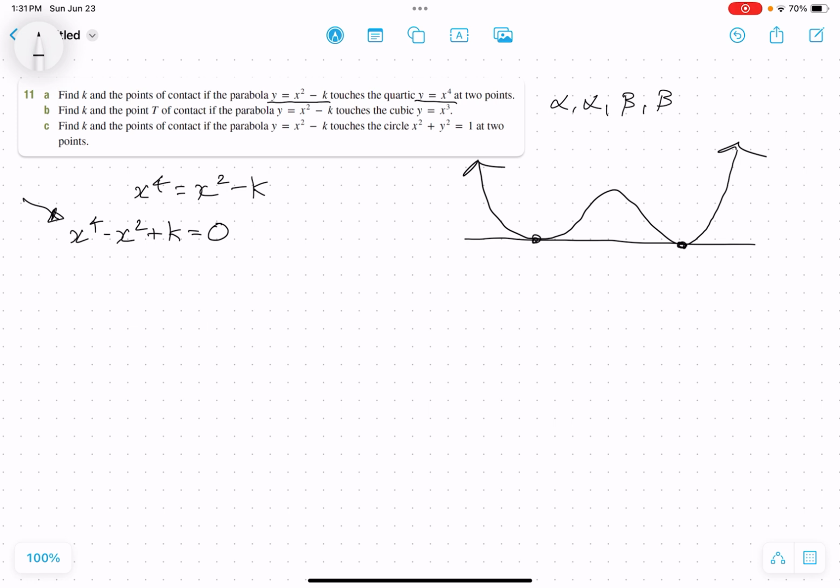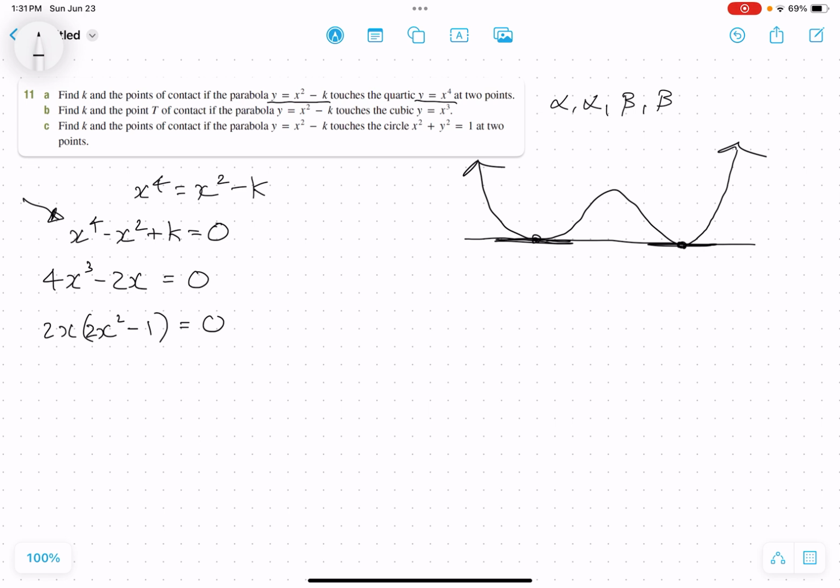Stationary points we know can be found when the gradient of the tangent at that point is horizontal, so is equal to 0. So if we find the gradient by differentiating and set it to 0, and we'll just factorize that. So that's wrong. There we go. That's more correct.